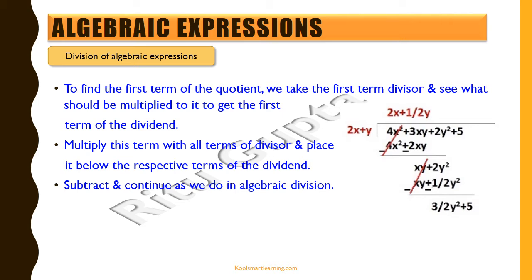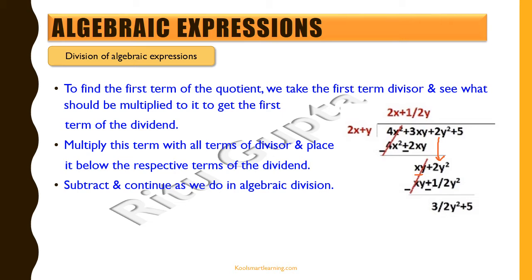2xy is to be subtracted from 3xy. We get xy, and we bring down the 2y square term along with it. So now the dividend at this stage of division becomes xy plus 2y square.